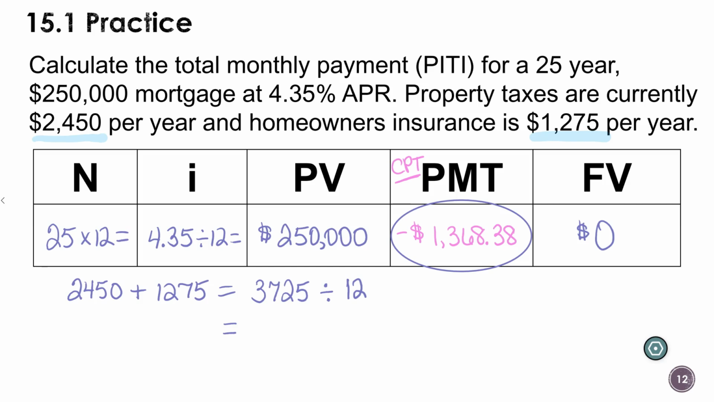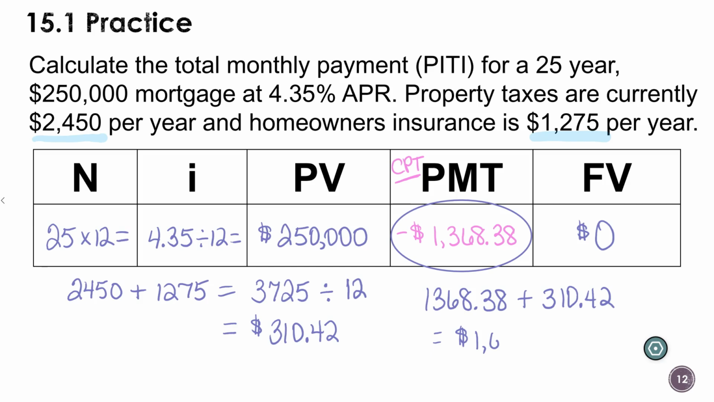Now, it would not make sense to add $3,725 to our monthly payment, so we divide by 12 to see what the monthly amount would be, and that is $310.42. So then we're going to add that to the $1,368.38. Now, $310 per month for taxes and insurance is not that reasonable, but it's not in the thousands. And so if you're getting weird answers and big numbers, then you want to take a look at that and see if you've calculated correctly or forgot to divide by 12 or something.